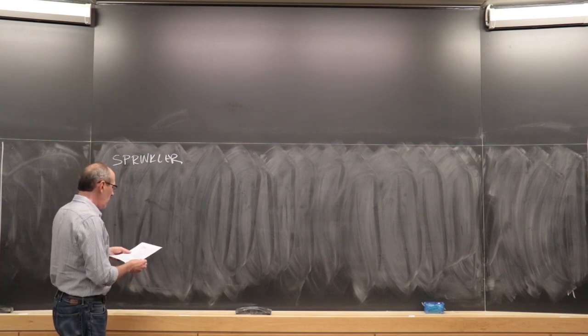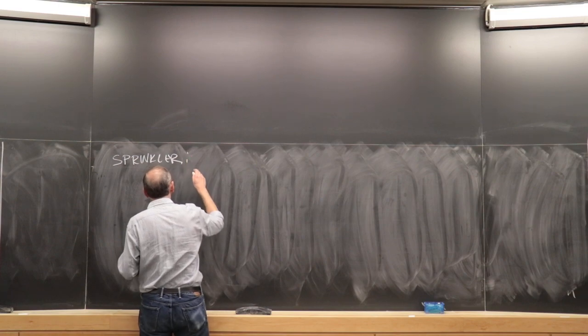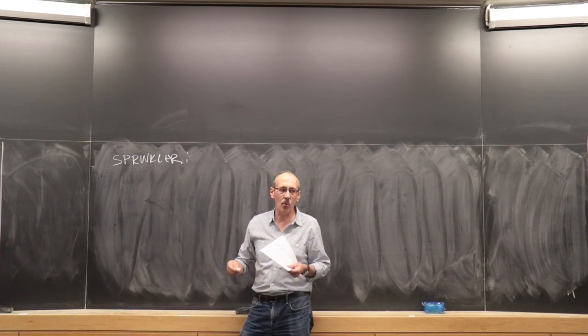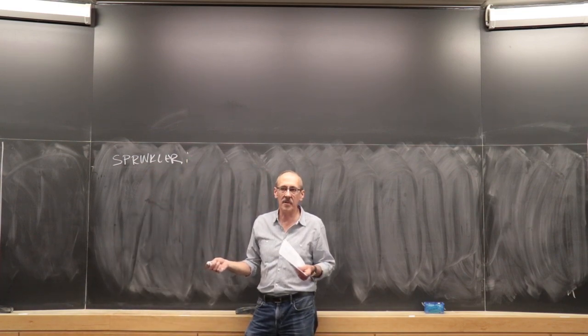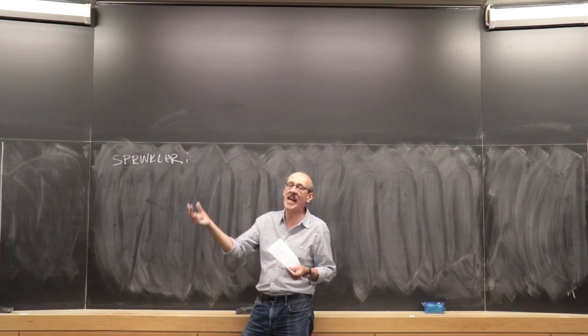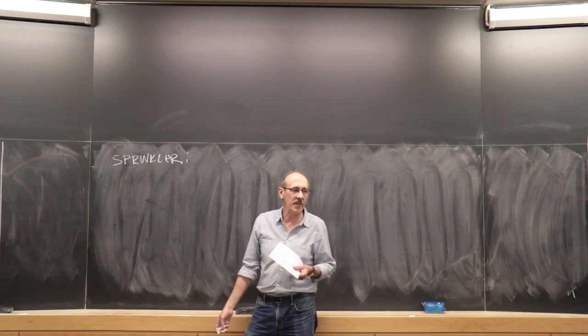The manufacturer here, and one of the key parameters of these things is at what temperature they activate. You want them to melt at a pretty low temperature. You don't want to have flames right underneath it for the sprinkler to activate.